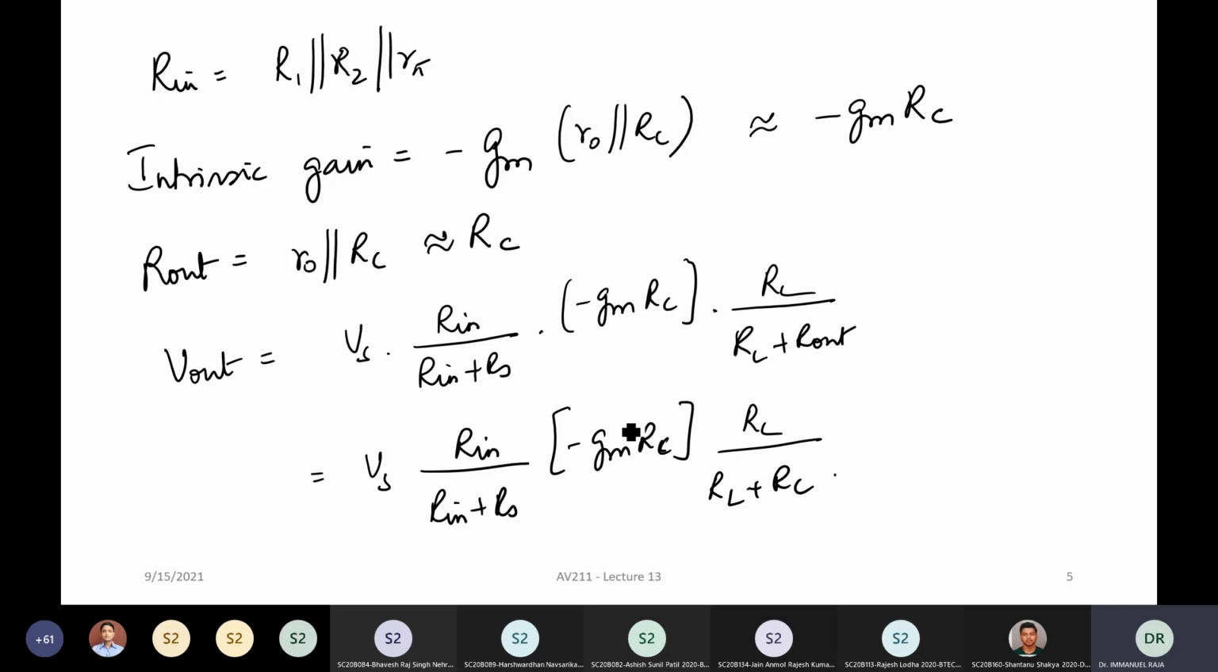Now, if you combine these two terms, what will you get? Vs Rin minus Gm divided by Rin plus Rs. This can be written as Rc parallel to RL, correct? You have RC divided by RL plus RC, which is nothing but the parallel combination of RL and RC. Right? Now, this you can also use in the overall. So this becomes your overall expression.